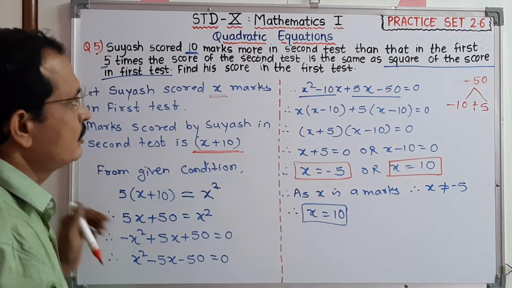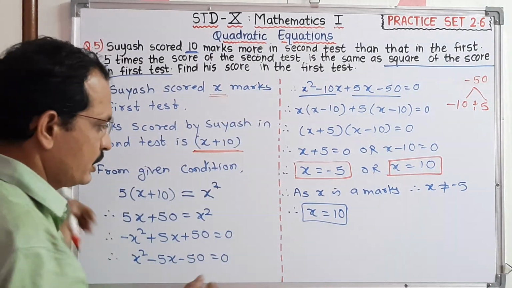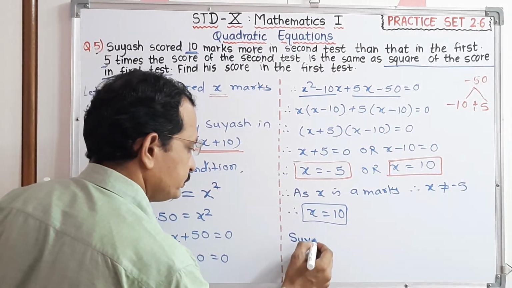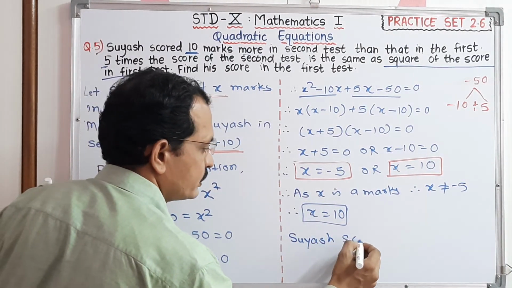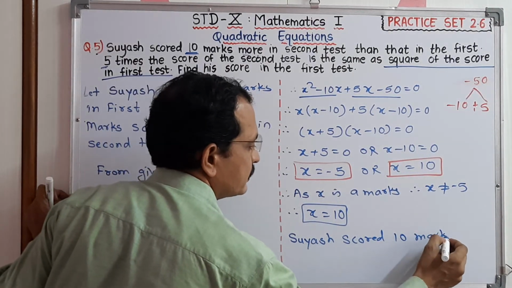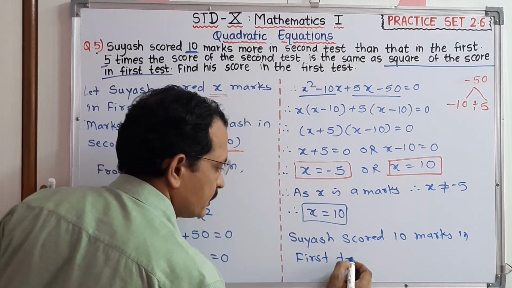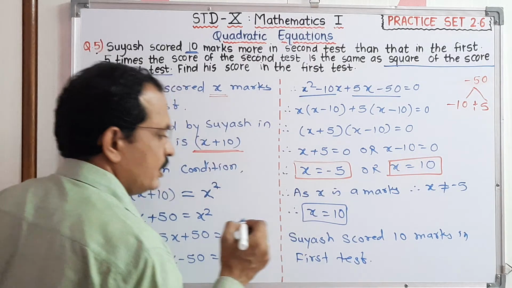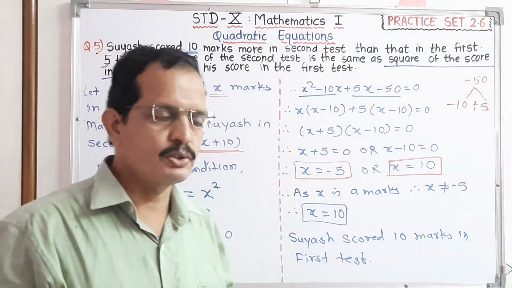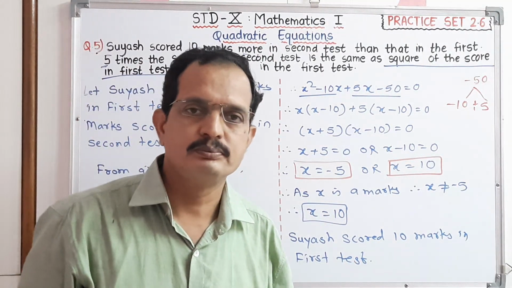Now the final answer. Find his score in the first test. Therefore we have to write here: Suyash scored 10 marks in the first test. Dear students, I think you understood this. Now write down this sum in your notebook. Thank you.